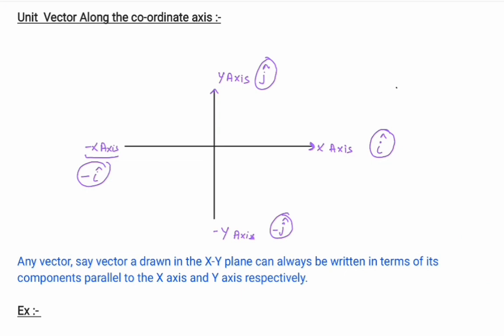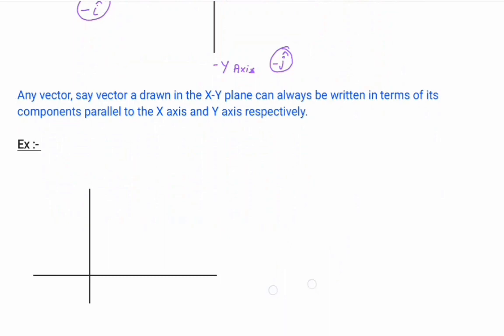Okay, now see how to represent a vector in a coordinate axis. How to represent a vector. Let's take one example.